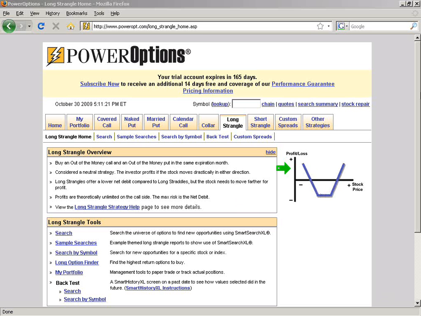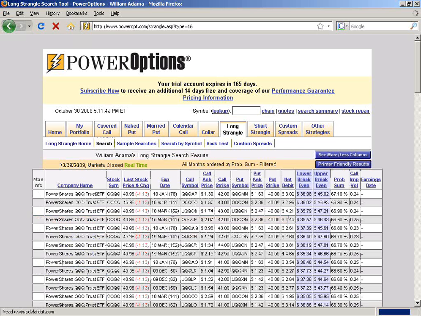Okay, but typically when I'm doing a long strangle, what we just looked at is buying an in-the-money put option and buying an in-the-money call option, speculating on a movement in price.